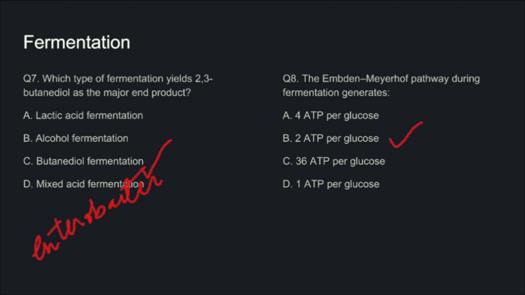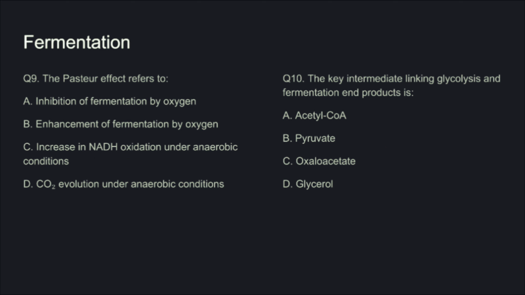Now question number 9. The Pasteur effect refers to, options are A inhibition of fermentation by oxygen, B enhancement of fermentation by oxygen, C increase in NADH oxidation under anaerobic condition, D carbon dioxide evolution under anaerobic condition. So the correct answer for this question is option A inhibition of fermentation by oxygen.